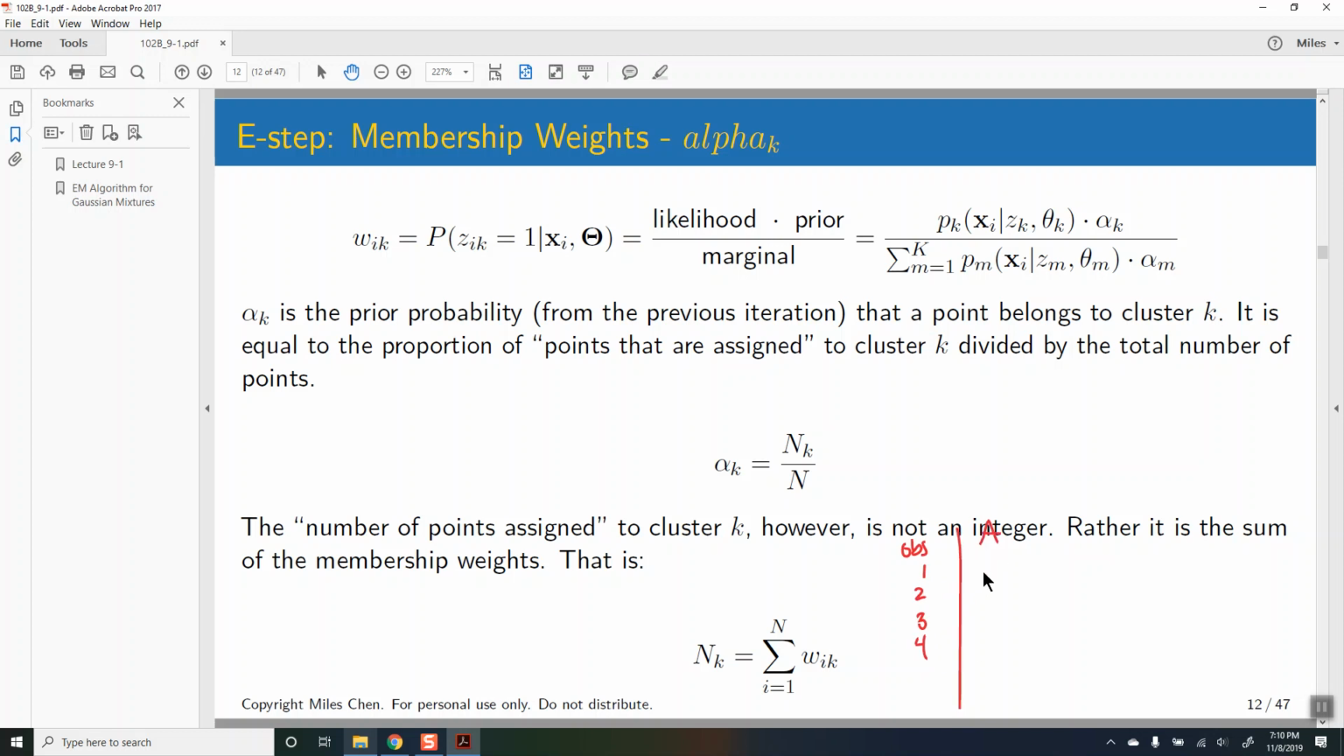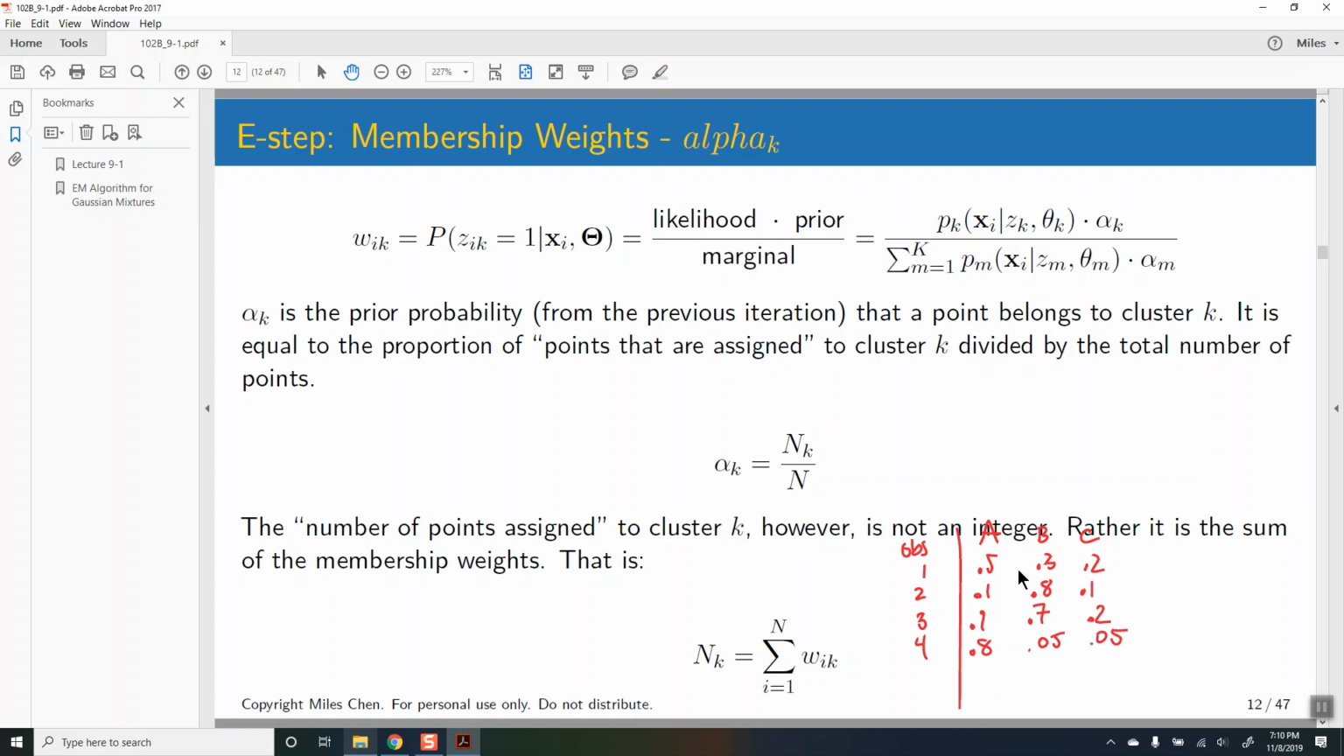And we're going to say it's cluster A with 0.5, cluster B with 0.3, and cluster C with 0.2. Observation 2 is cluster A with 0.1. This is maybe 0.8 and 0.1, and this is, you know, 0.1, 0.7, 0.2, and this is 0.8, 0.05, and 0.05, or something like that, okay?